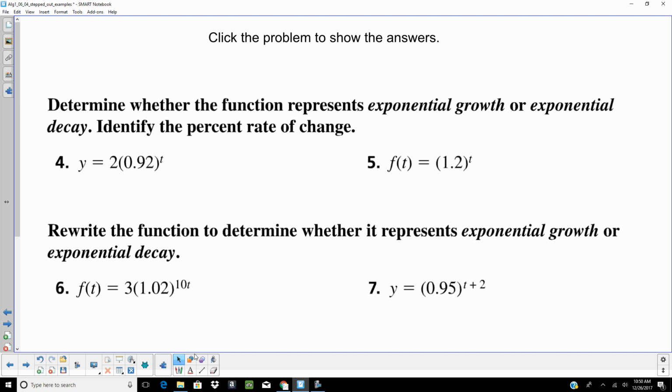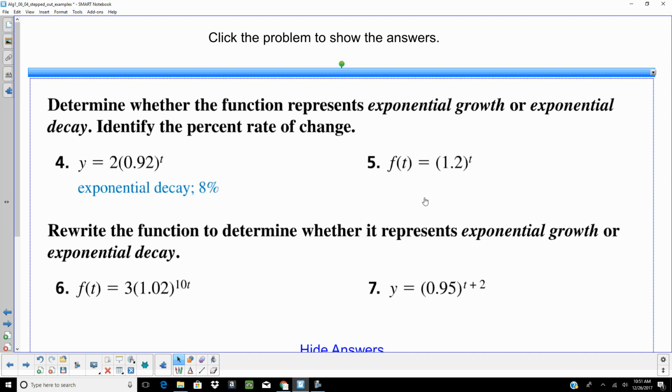Why don't you take a second, try these 4 on your own, and let's see how you did. Hit pause. Four and 5 were the easy ones, because you can think of that as 1 minus 0.08. So your rate is 8%. Here, think of that as 1 plus 0.2. So your rate is 20%.